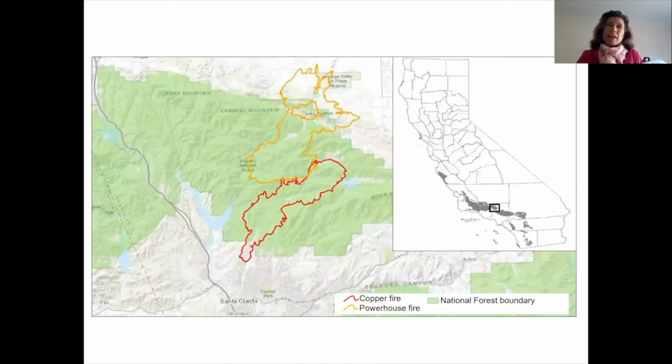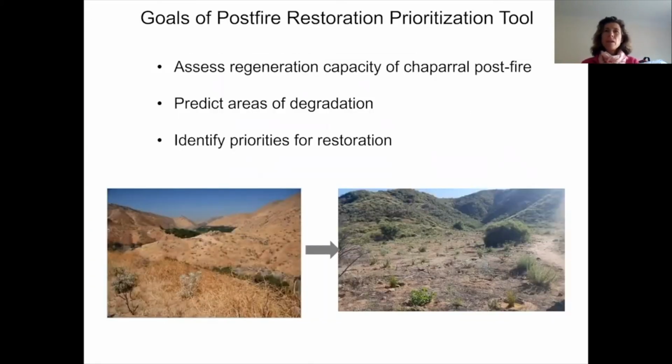So the fires that we are looking at in these two presentations occurred on the Angeles National Forest, the Copper fire that's in red that occurred in 2002, and also the Powerhouse fire that occurred in 2013, outlined in orange. So what we wanted to do was create a framework for resource managers on the national forests in these shrubland-dominated regions to be able to assess the regeneration capacity of chaparral post-fire, and also to predict areas of degradation, and finally to identify priorities for restoration.